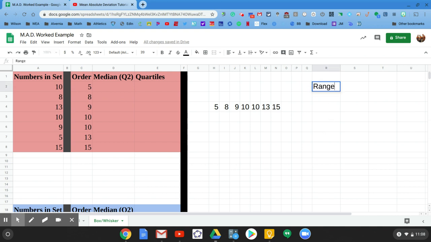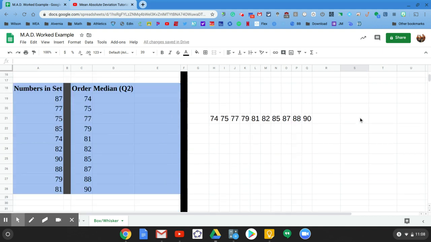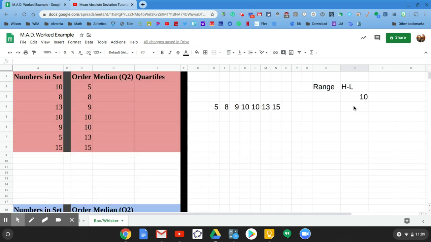When I talk about a range, what I'm talking about is the high number subtract the low number. And that's what we're going to be finding here. My first data set, I have this from least to greatest, from 5 to 15. The high minus the low, 15 minus 5, is 10. So that's just my total range. Same thing over here. If I'm calculating that range, I'm going to take 90, the high number, minus 74, the lowest number, which is 16. Okay, so that's just a basic first piece to box and whisker plots.